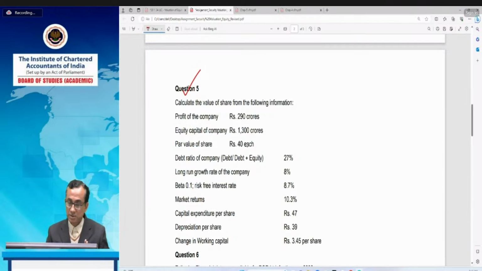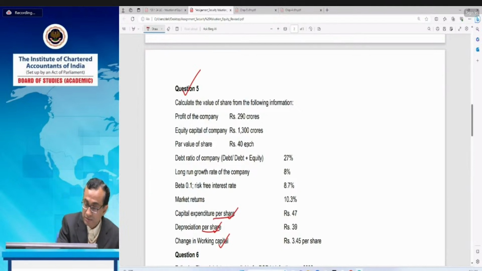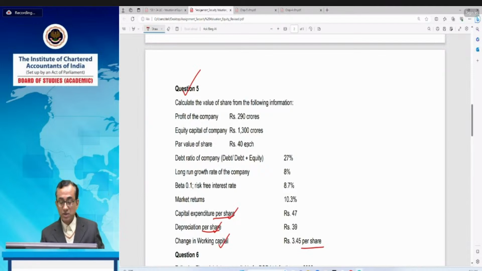Profit of the company is given, equity share capital, par value, debt ratio, long run growth rate of the company is given. Now come to the last three items. That is, here the capital expenditure per share is given, depreciation per share is given, and change in working capital is given. And all these figures are given on per share basis. If you observe, every figure is on per share basis. So you can easily make out from this that the free cash flow to equity method will be followed in this case, because capital expenditure, depreciation, change in working capital, all these are used in the free cash flow to equity method.